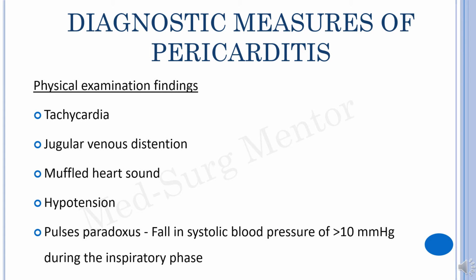Now let's see the diagnostic measures of pericarditis. At first, let's see some of the common physical examination findings in patients with pericarditis. They are tachycardia, jugular venous distension, muffled heart sounds, hypotension, and pulsus paradoxus. Pulsus paradoxus means a fall in the systolic blood pressure more than 10 millimeters of mercury during the inspiratory phase.